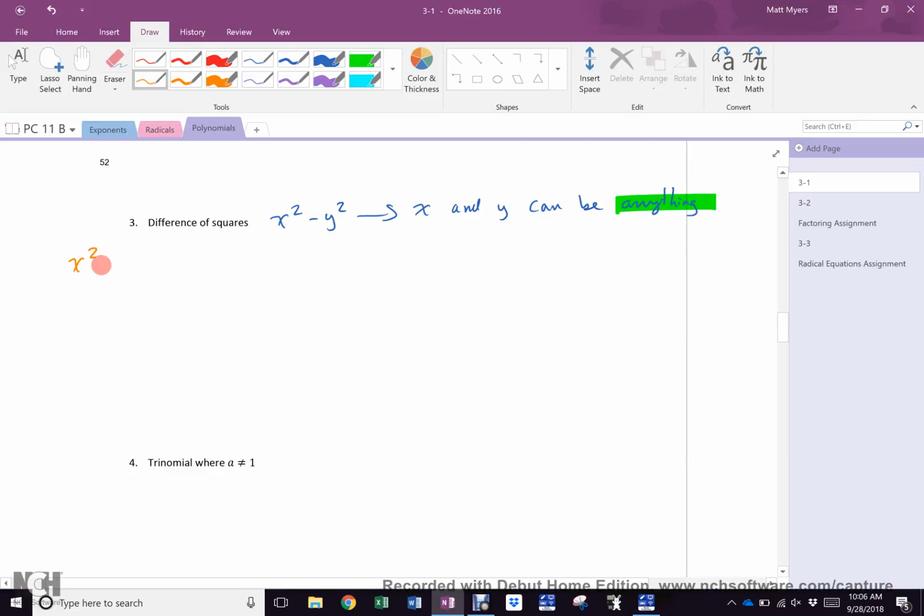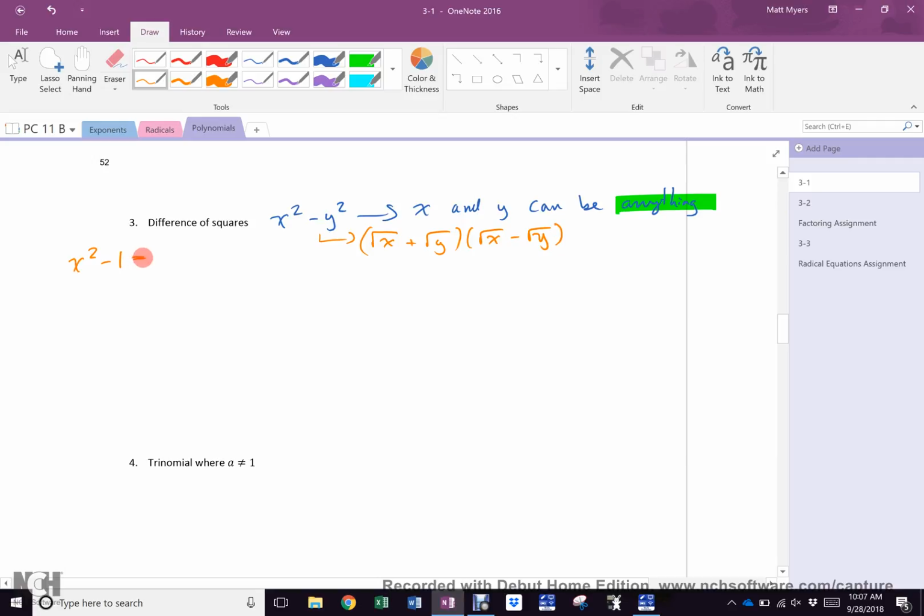X squared minus 1. Is that a perfect square? Yes, because it's x times x. Is that a perfect square? Yes, it is, because it's 1 times 1. Is that a difference? Yes. So the answer to these is always the square root of x plus the square root of y, the square root of x minus the square root of y.